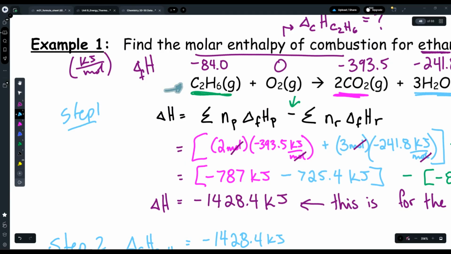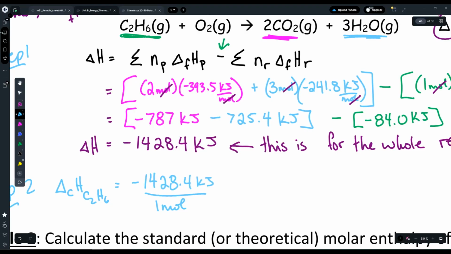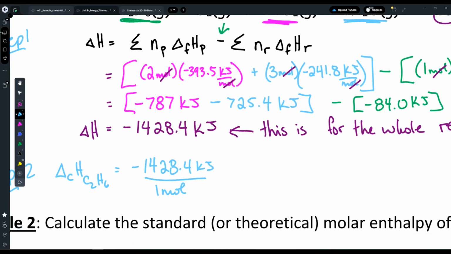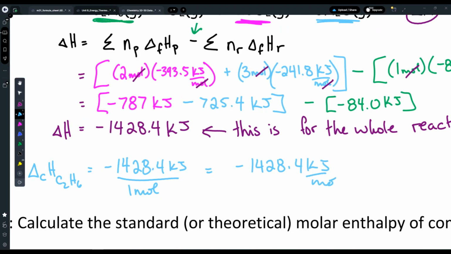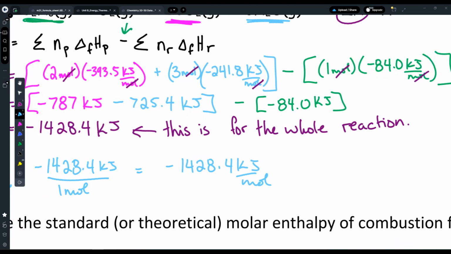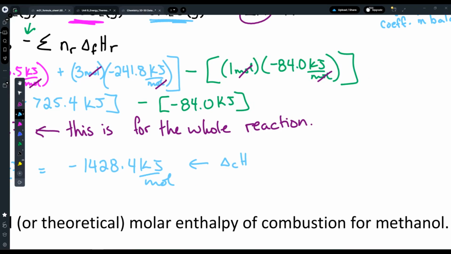So even though this isn't going to change our value, I still want to see your work for this, because I need to see that you understand that change in enthalpy and molar enthalpy of a substance are two different things. Okay, so this is the molar enthalpy of combustion of ethane specifically.